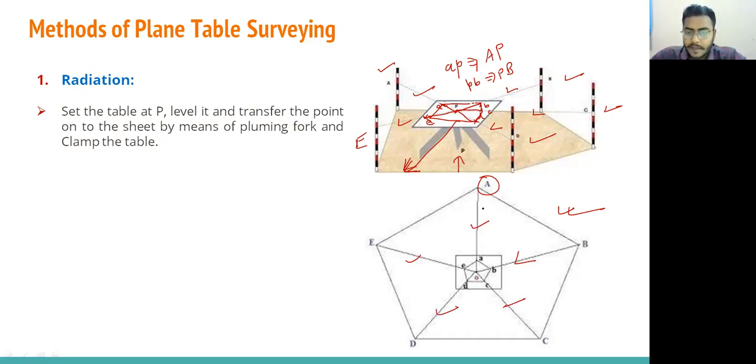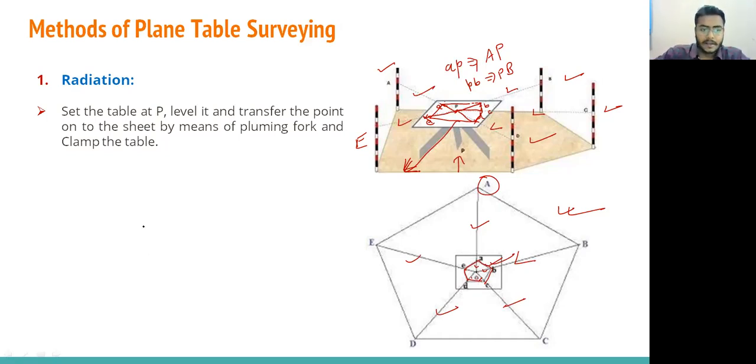Okay, and if we know this length, then using some scale we can fix AO, OA, OB, OC, OD, and then we can draw this line. Okay. So this method is called radiation.